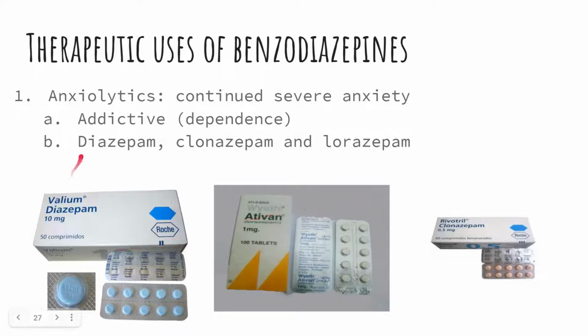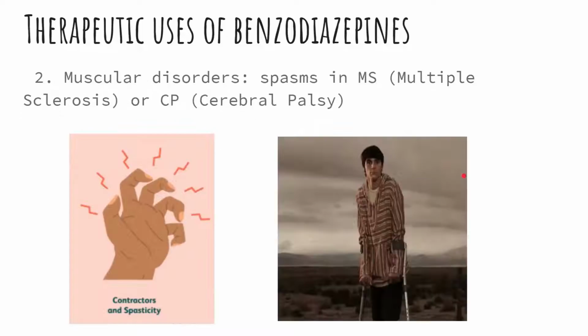Well, we use diazepam, clonazepam, and lorazepam. هذول الثلاث أدوية بنستخدمهم في علاج القلق. So we have diazepam, Ativan, also called lorazepam, and clonazepam.